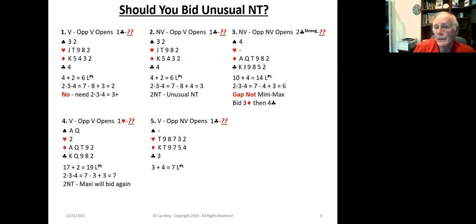So what we're going to do is calculate 2, 3, 4. In this case, we've got 1, 2, 3, 4, 5, 6 losers. We've got vulnerable versus not vulnerable, V factor equals 2. So we've got 7 minus 6 plus 2, which is equal to 3. Even though this hand is really ugly in terms of points, it's got a great shape. So because the 2, 3, 4 is 3 or more, we're going to use unusual no trump and bid 2 no trump.